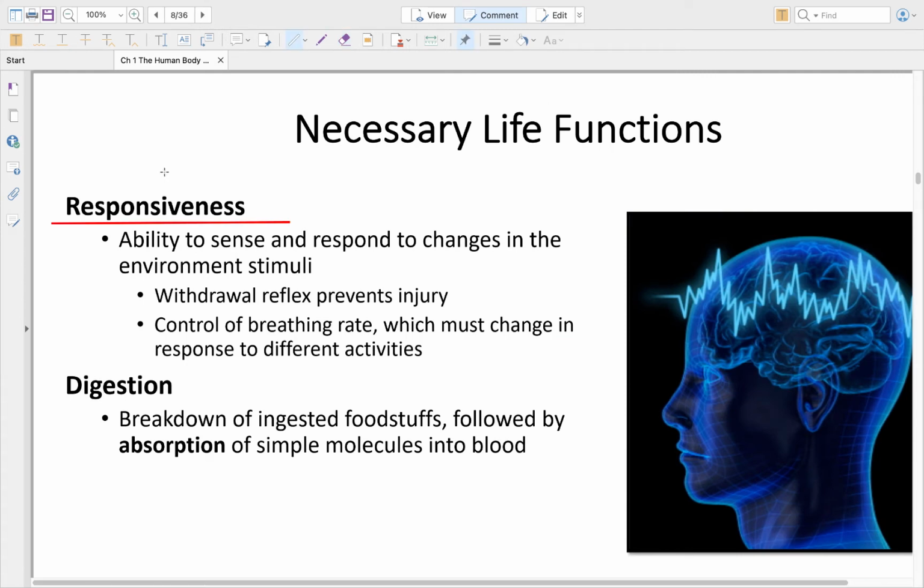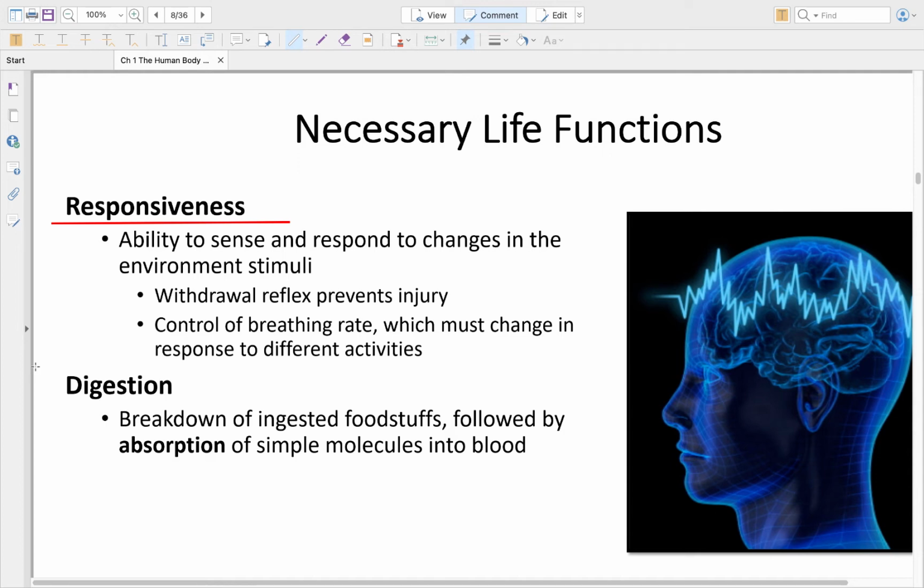Okay, so responsiveness. Responsiveness is pretty straightforward. It's the ability to respond to your external environment and internal environment. For example, external, we have our sensory organs, our eyes, our ears, we have our sense of smell. We also have nerves inside of our integumentary system to prevent injury. So we have the ability to sense, detect, and protect ourselves.